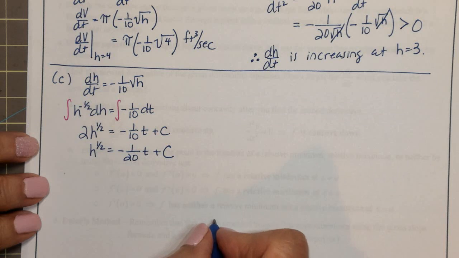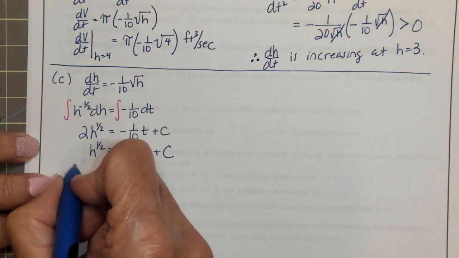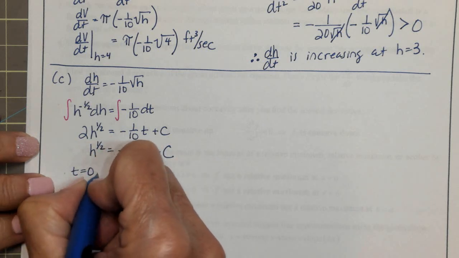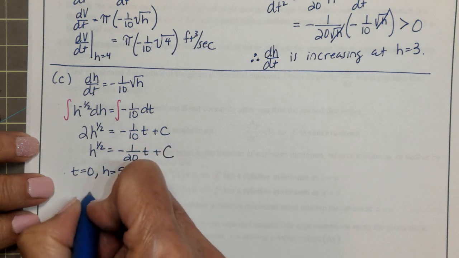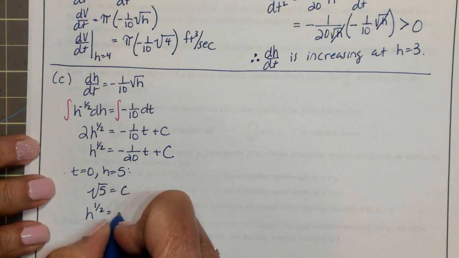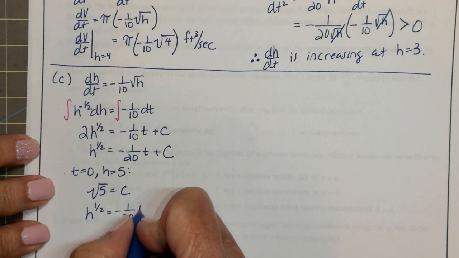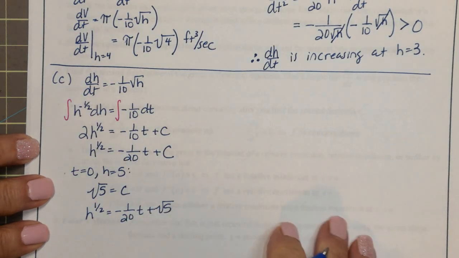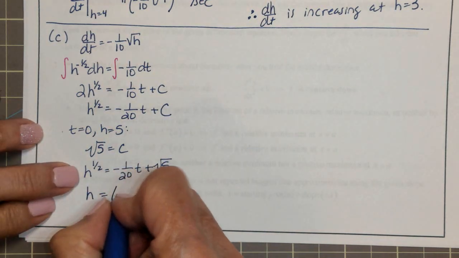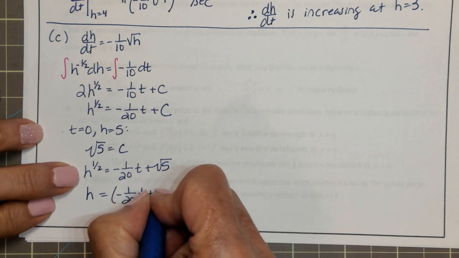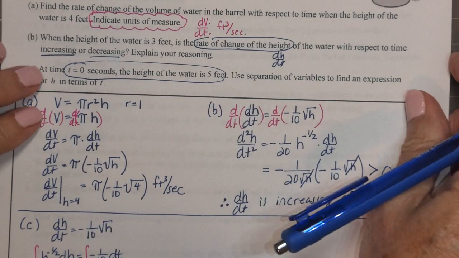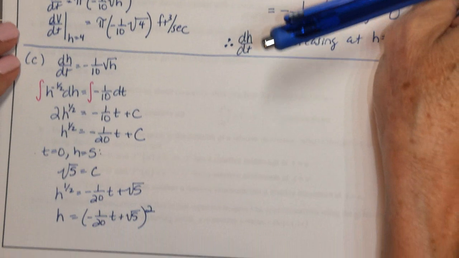Okay. Now I'm going to use my initial condition to find C. So when time is 0, h is 5. So I have the square root of 5 is equal to C. h to the 1/2 is negative 1/20 t plus square root of 5. Last step, solve for h. Square both sides. Okay, do I have to do anything with this? No, I did not. So I'm done. That's it.